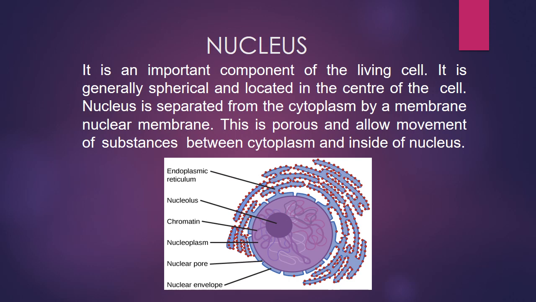Nucleus is separated from the cytoplasm by a membrane called nuclear membrane. So it has its own membrane, and again this nuclear membrane is porous. That means it will allow the movement of substances between the cytoplasm and the nucleus. So the substances can move in and out of the nucleus. So from here in this diagram, you can see the structure of the nucleus.